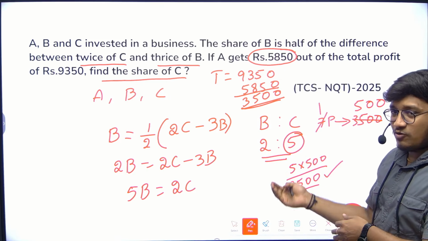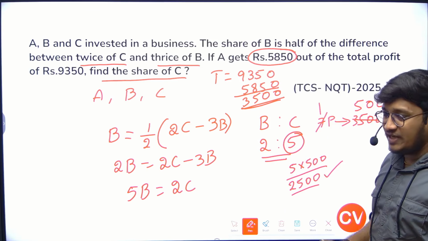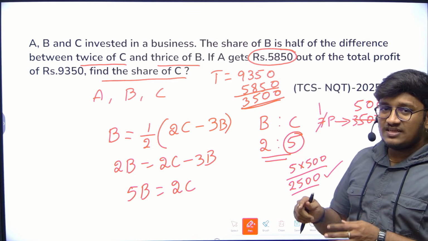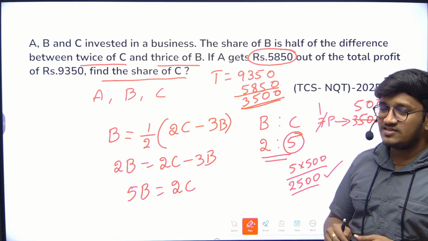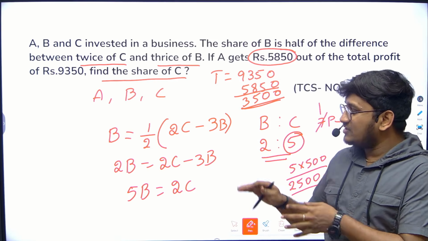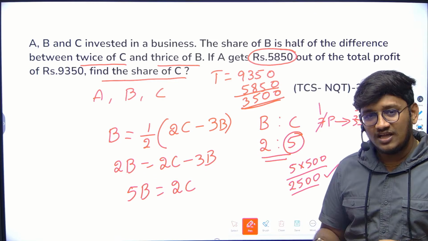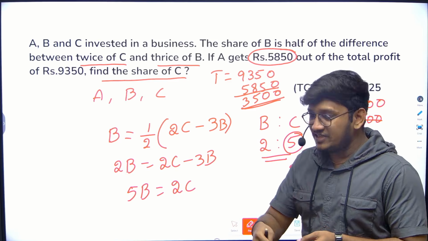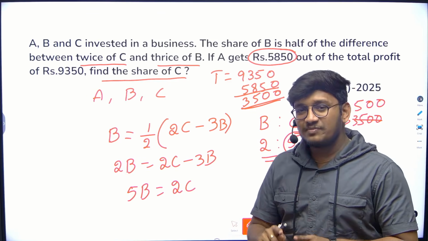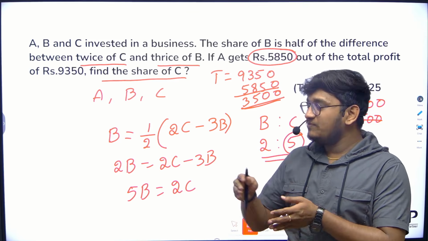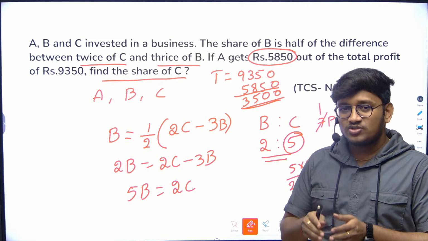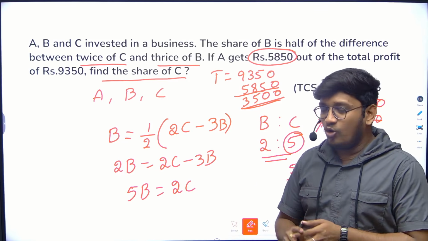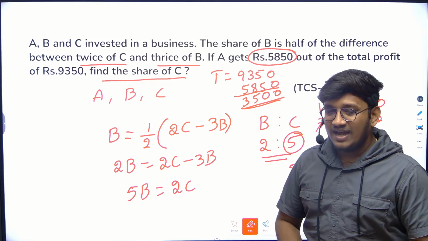If they had asked what the share of B is, with one part value 500, the share of B is 2 parts, so it is 1000 rupees. This is how we can solve questions based on partnership. In the previous class, they gave questions based on investment. Here they didn't mention anything about investment or time period, so whatever conditions they have given, the profits will be shared based on that. I hope you all are clear with this question. Let's move on to the next one.